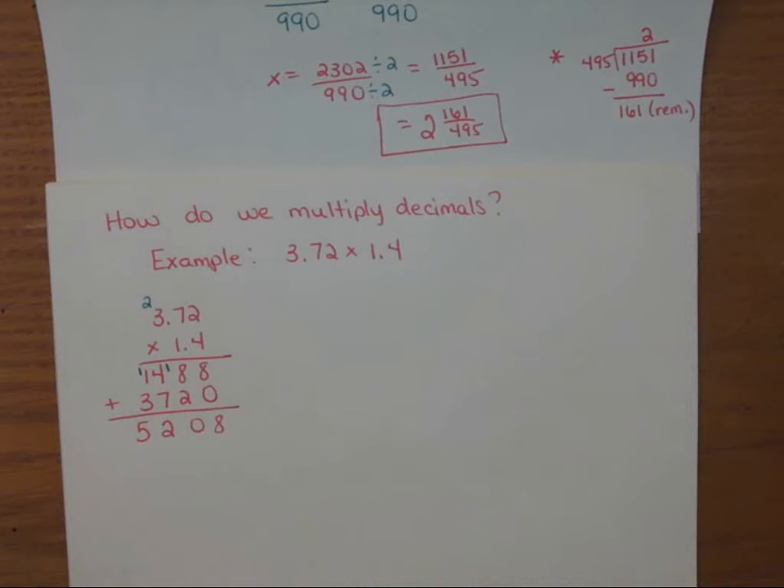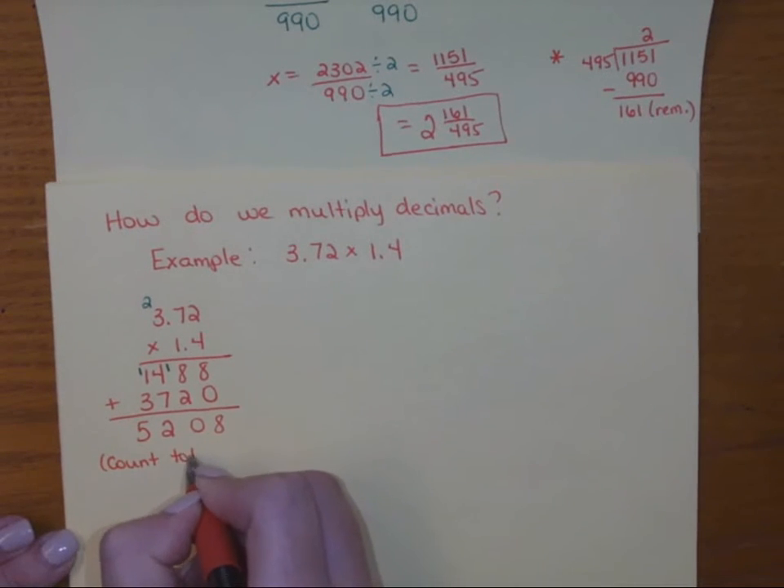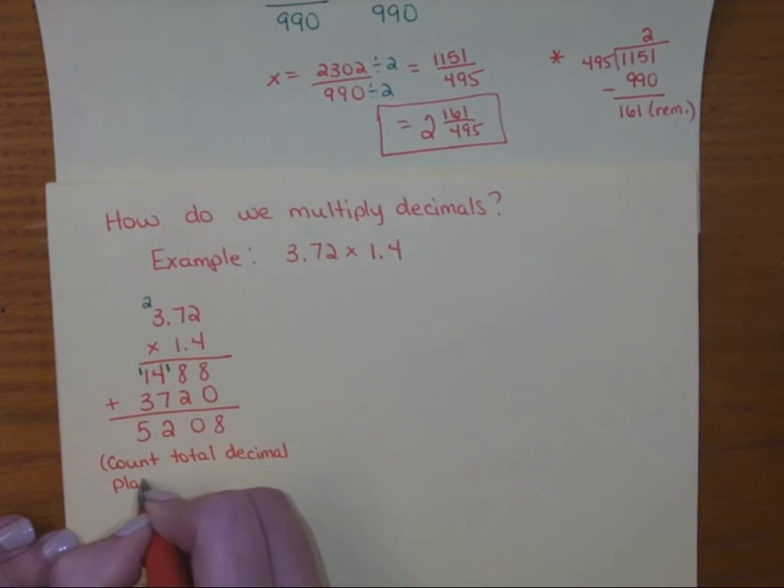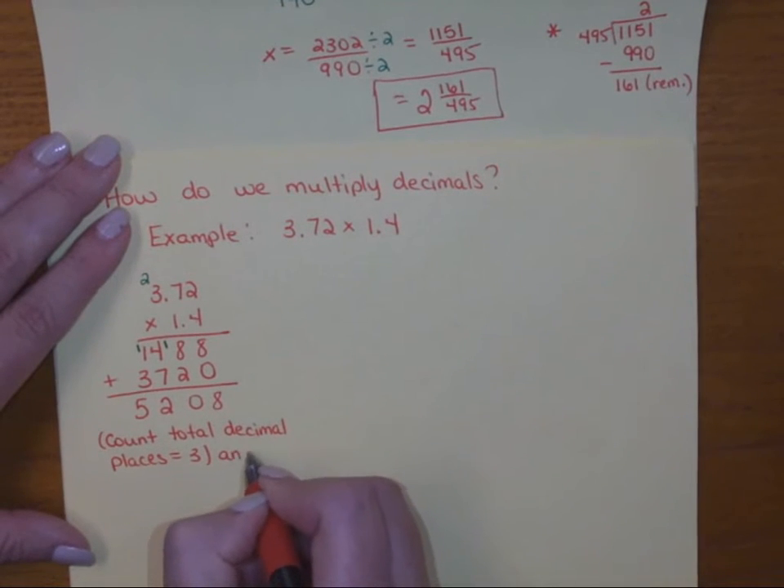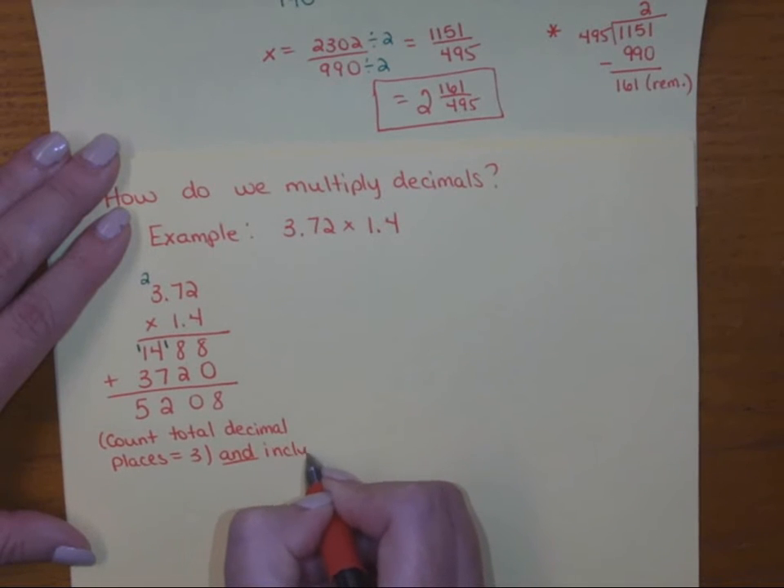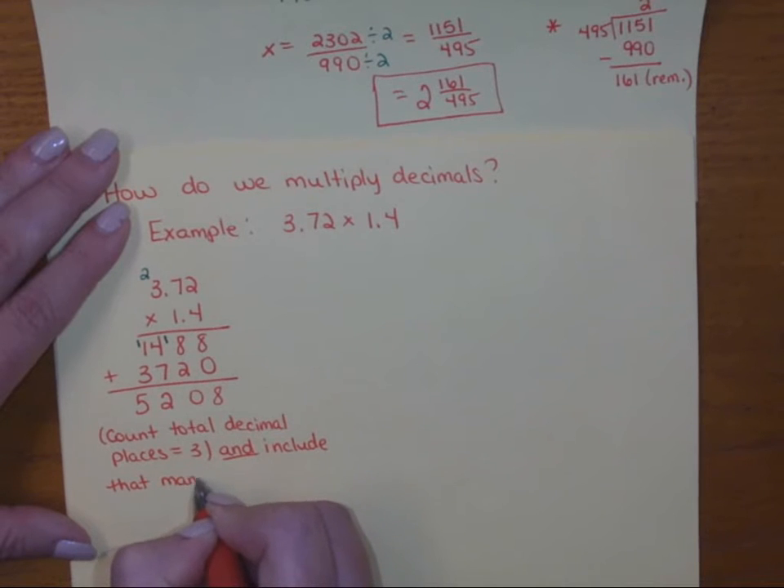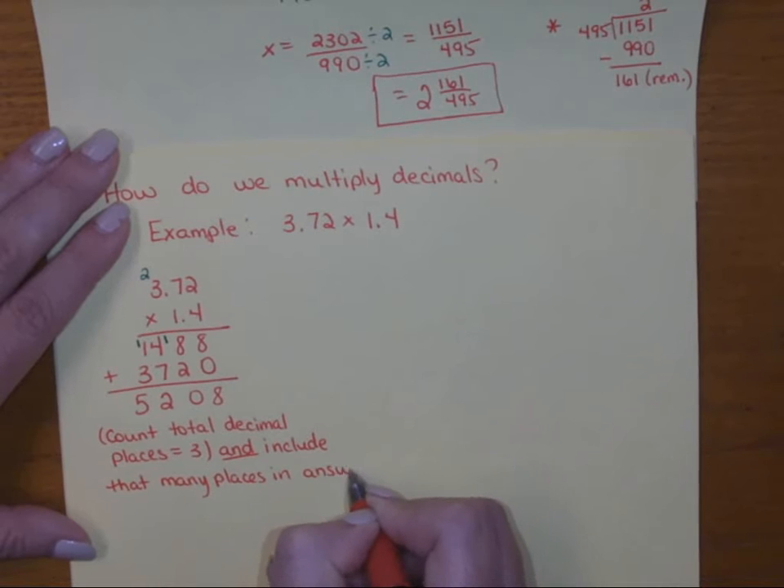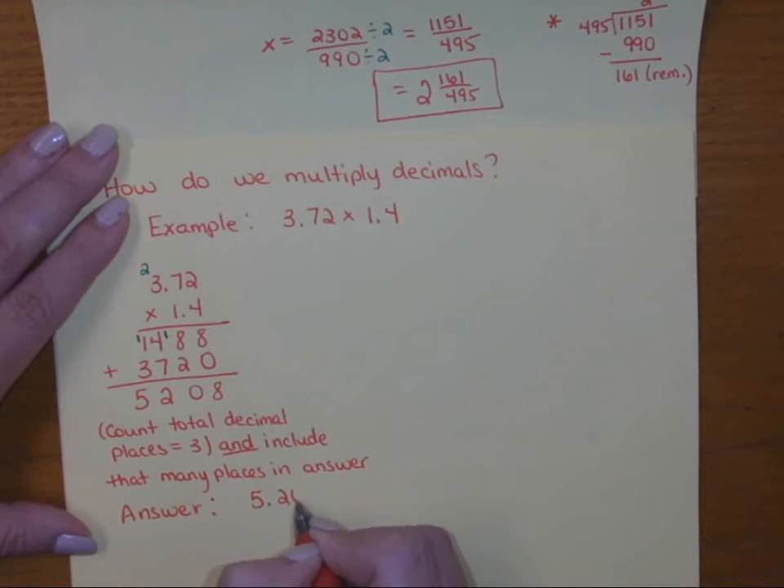I still need to account for my decimal places. So remember how you do that. You just count the total decimal places. And the total decimal places is 3. And then you include that many in the answer. So the answer is not 5,208. The answer is actually 5.208.